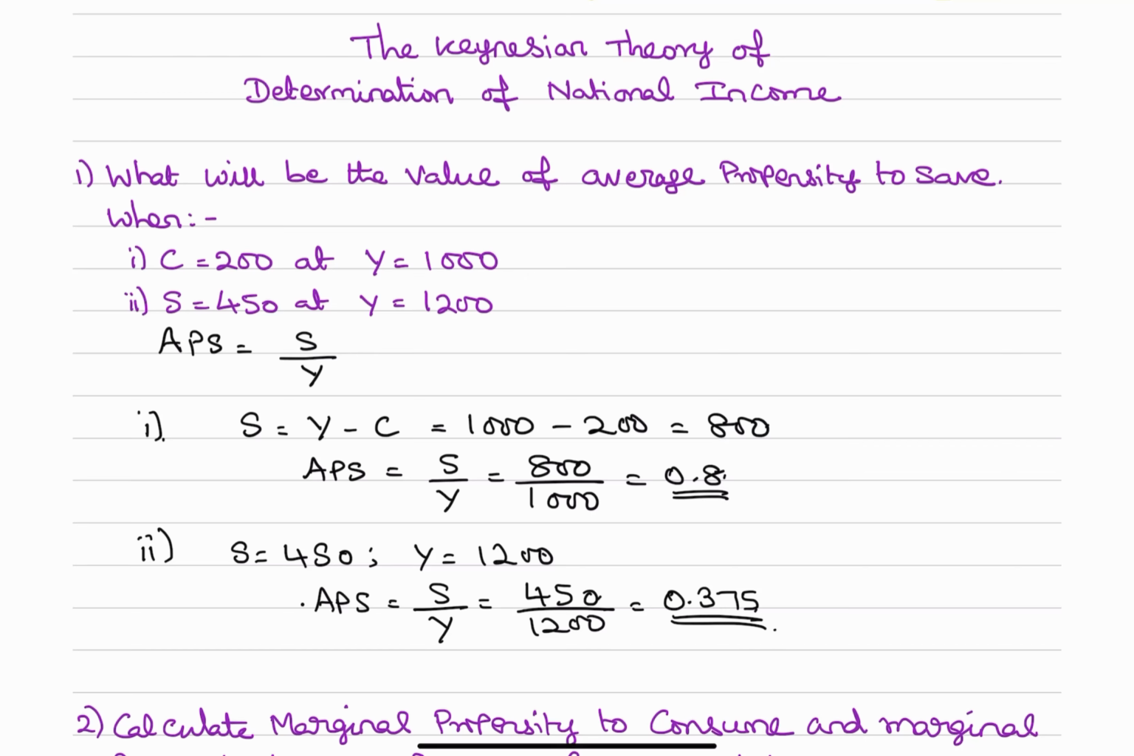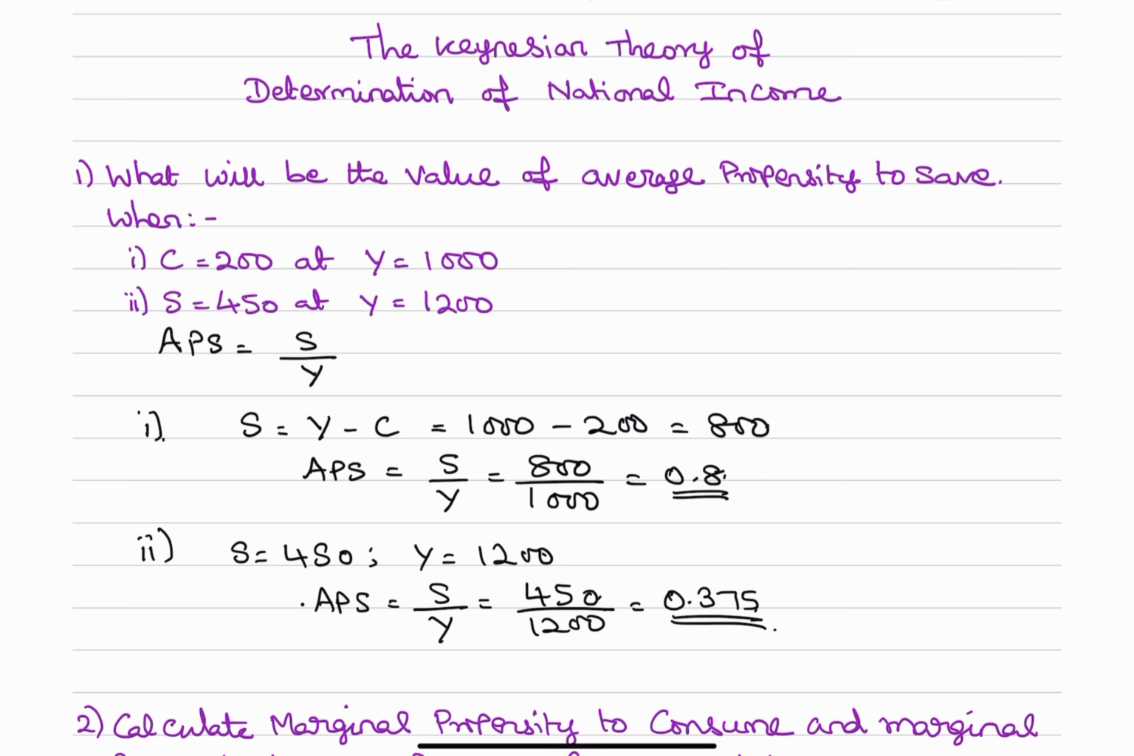The Keynesian theory of determination of national income. What will be the value of average propensity to save when C is equal to 200 at Y is equal to 1000 and S is equal to 450 at Y is equal to 1200? Average propensity to save is equal to savings divided by income. Savings is equal to income minus consumption.